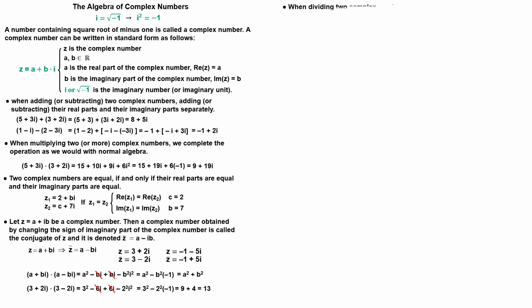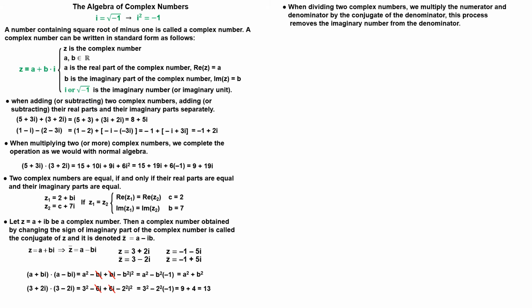When dividing two complex numbers, we multiply the numerator and denominator by the conjugate of the denominator. This process removes the imaginary number from the denominator. The aim here is to make the denominator real, and hence we multiply numerator and denominator by the conjugate of the denominator. This is very similar to rationalizing the denominator of a fraction involving thirds.